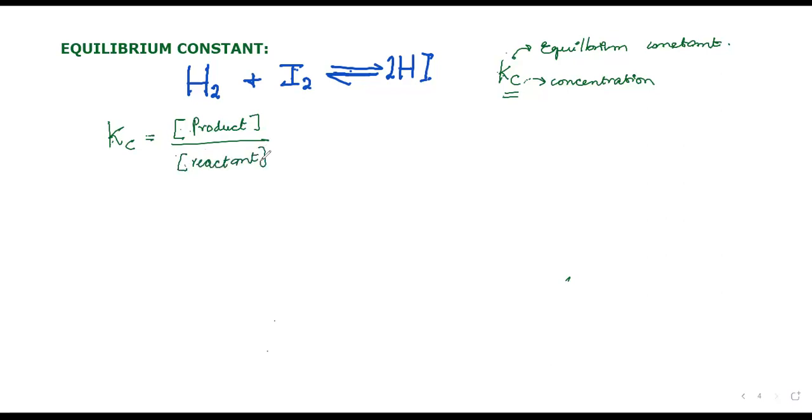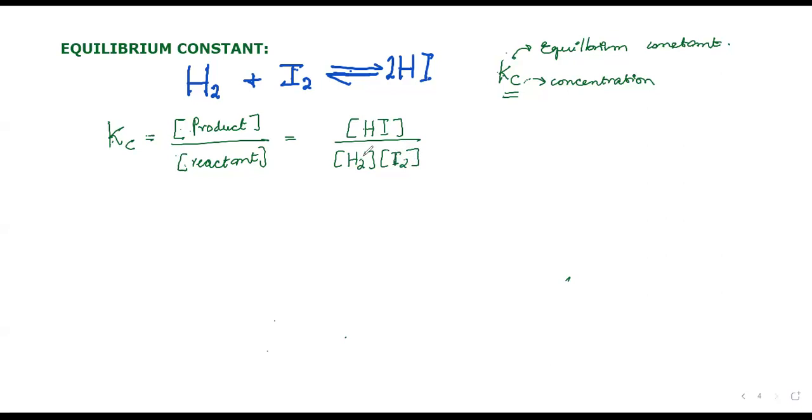So let's take this equation and let's practice how we can make our equilibrium constant expression. The equilibrium constant expression can be made in such a way. My product is hydrogen iodide. I will write down square brackets and I will write down hydrogen iodide. My reactants, I have two reactants, hydrogen and iodine.